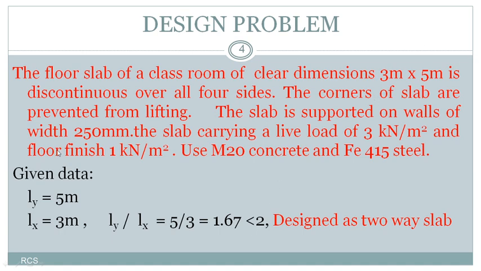The corners of the slab are prevented from lifting, so we have to design it as a restrained slab, and the case given is the ninth case, that is, all the edges are discontinuous. All four edges are discontinuous. So according to this, a two-way restrained slab will be designed. So let us start step by step.